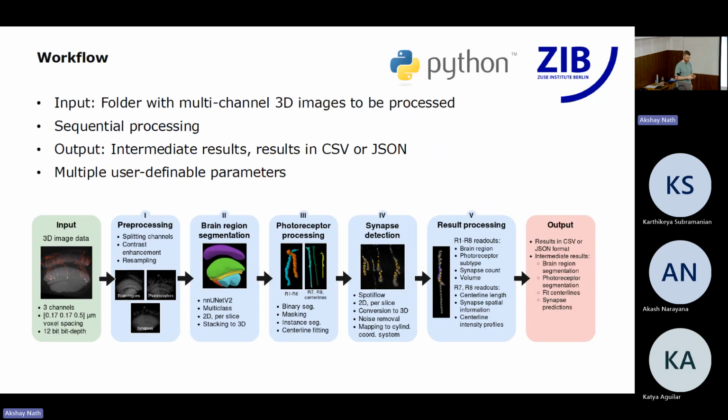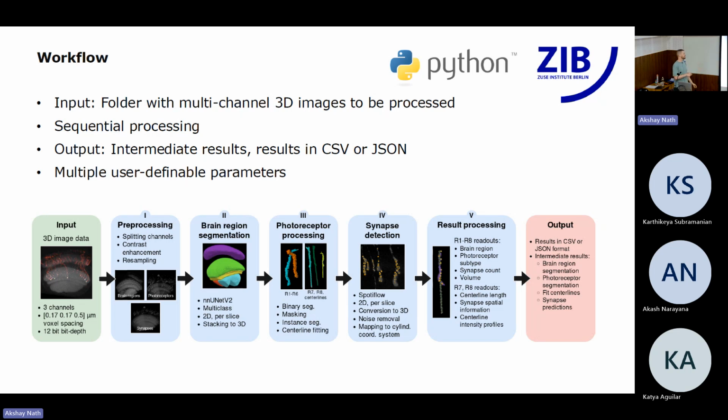We skipped one slide, yes. So now we come to the main part after the introduction, the workflow. As I said, the main thing is to speed up the analysis. The input to the workflow would be a repository, a folder with these 3-channel 3D images that the user wants to process. The images are processed one by one, sequentially. And the output of the workflow would be the results, the readouts that the neurobiologists want. And I'm going to be talking about this later.